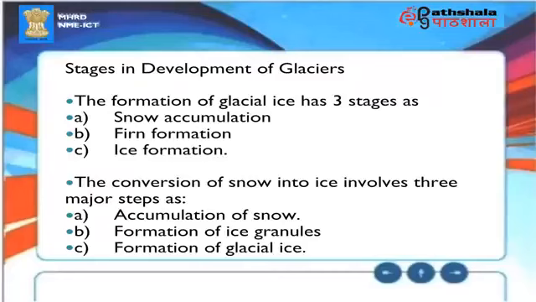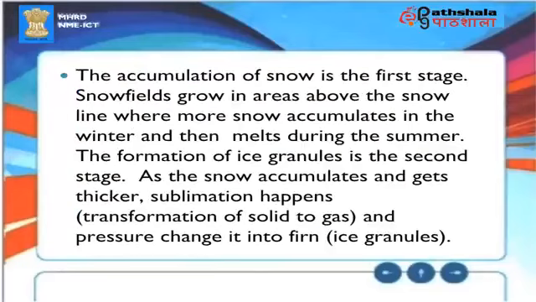Development of glaciers. The formation of glacial ice has three stages: snow accumulation, firn formation, and ice formation. The conversion of snow into ice involves three major steps: accumulation of snow, formation of ice granules, and formation of glacial ice. The accumulation of snow is the first stage. Snowfields grow in areas above the snow line, where more snow accumulates in the winter and then melts during the summer.